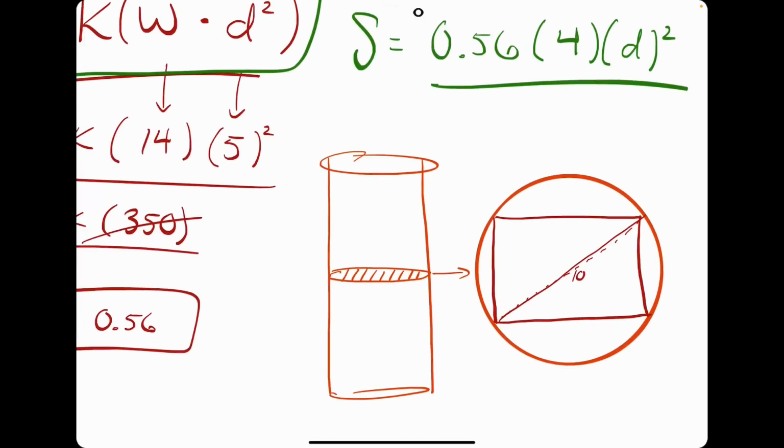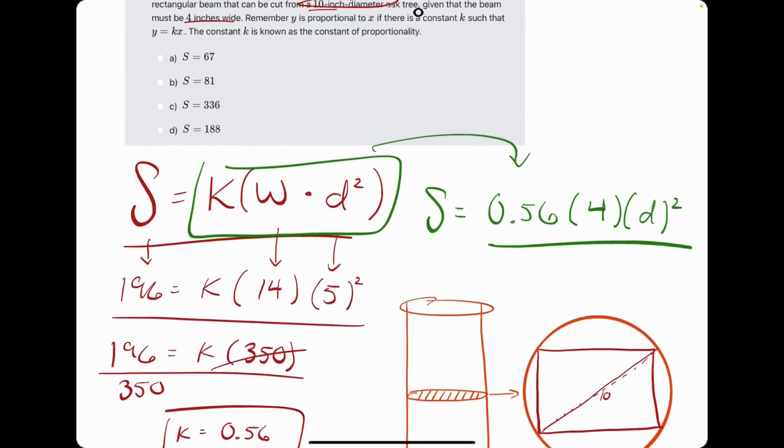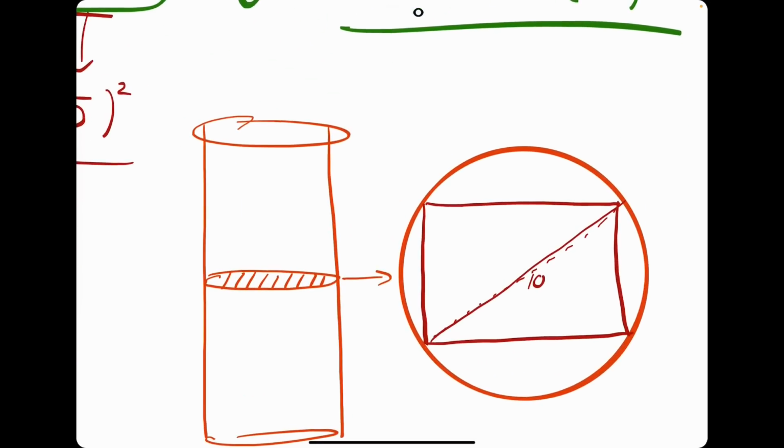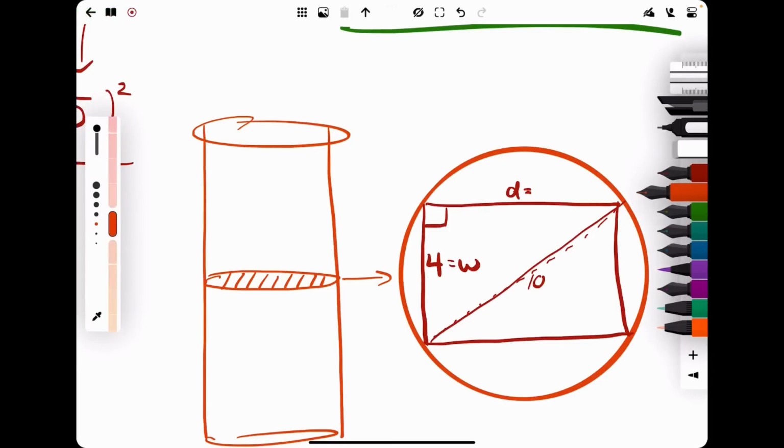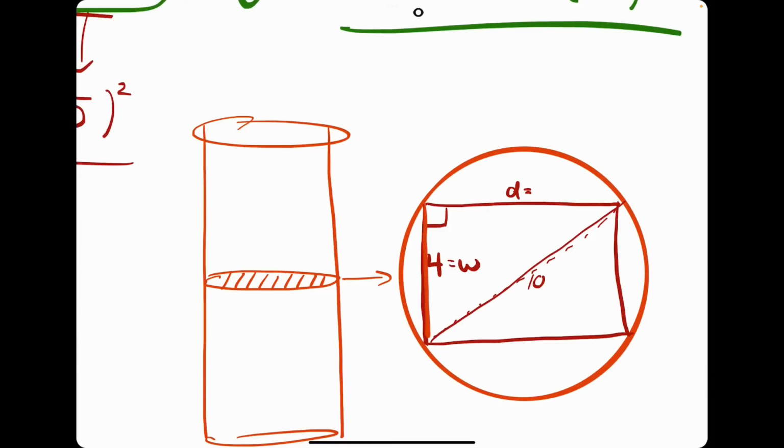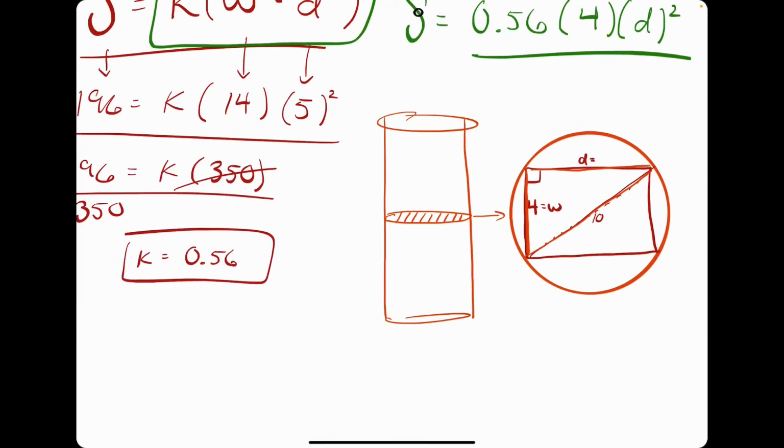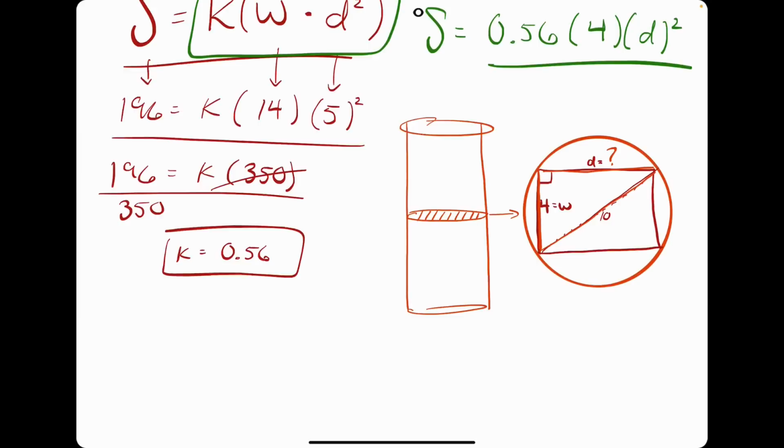And they tell us that it should be about 4 inches wide. So we're going to call this the width here, 4 inches wide. And what we're looking for is the depth, this depth here. And so what we notice is that we should have a right triangle with width, depth, and hypotenuse, right? So the goal is to find what d is equal to using Pythagorean theorem.